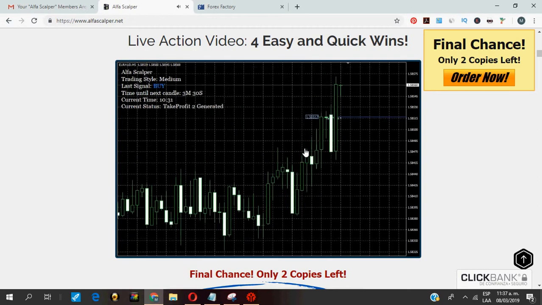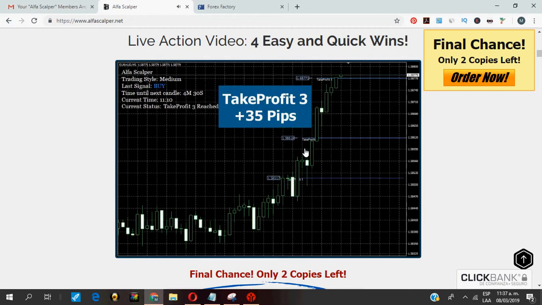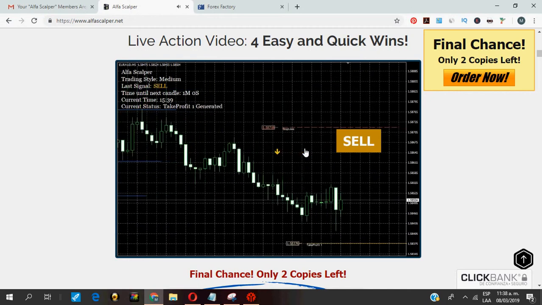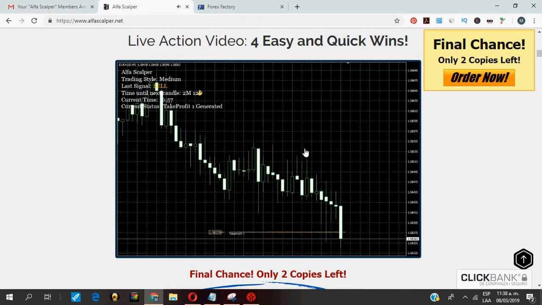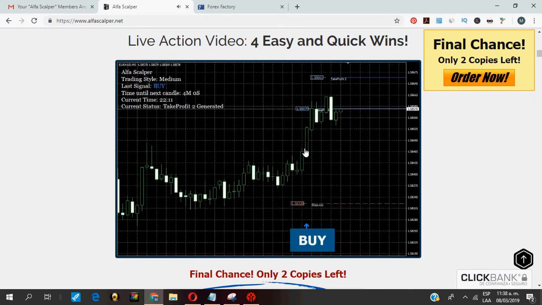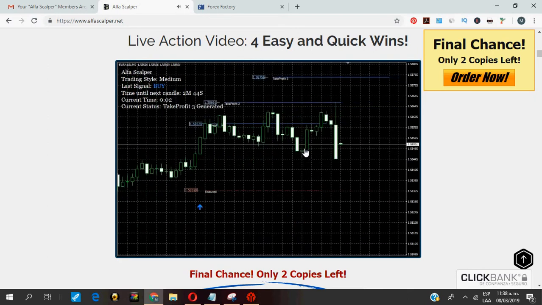This is a powerful feature. This scalper comes with a step-by-step user guide with screenshots, tips, and trading recommendations. It will help you get the most out of this amazing trading tool in the shortest time.